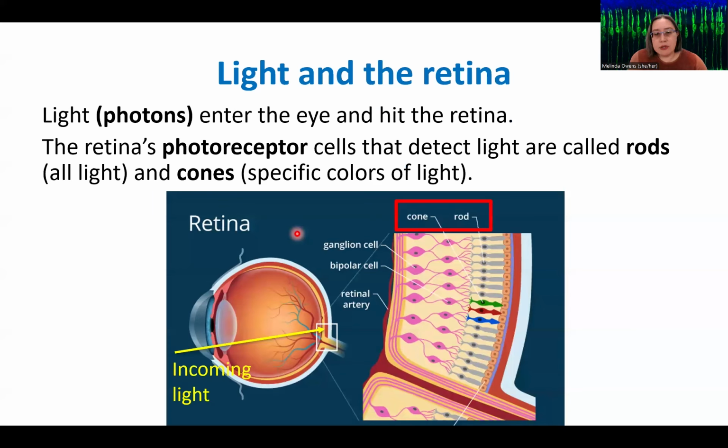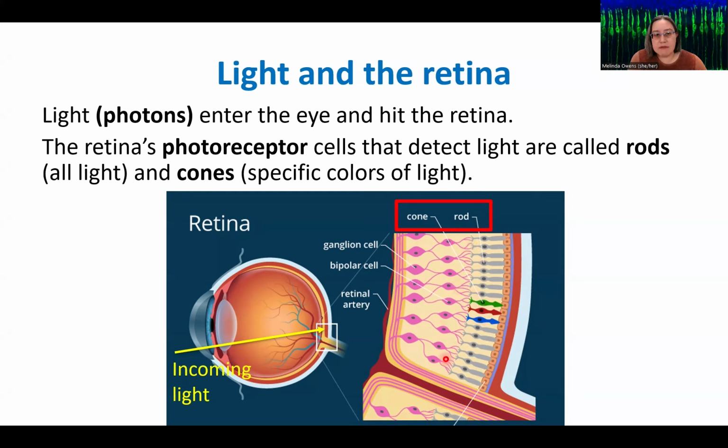Okay, so this is your eyeball. This is your retina. The light comes in and it hits your retina. The retina has certain photoreceptor cells, cones and rods, that detect that light. So those are the cells that we're going to be talking about today. So the rods detect all light and they work especially well in low light conditions. The cones, there are three types of cones: red sensitive, green sensitive, and blue sensitive. And so those are sensitive to specific wavelengths or colors of light, and they tell you information about colors.